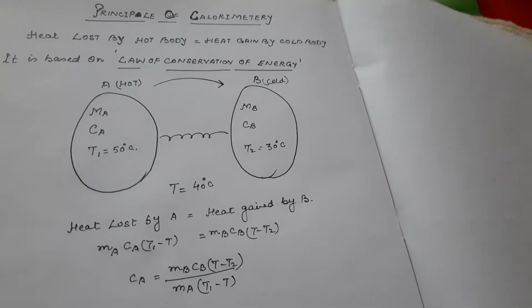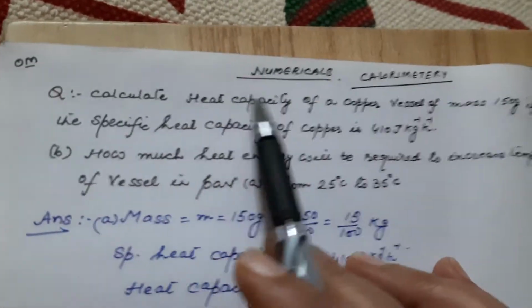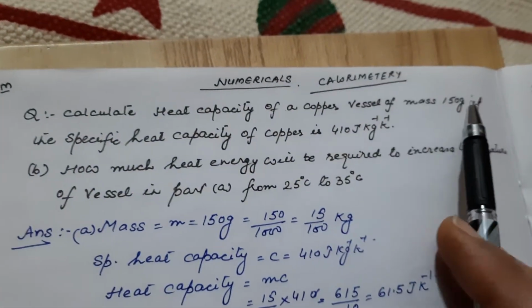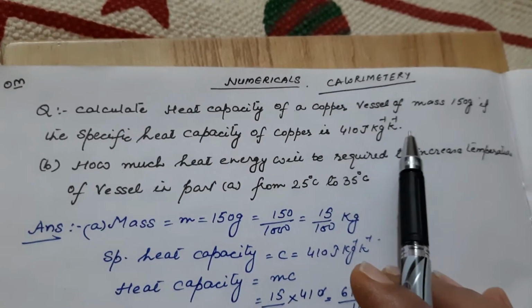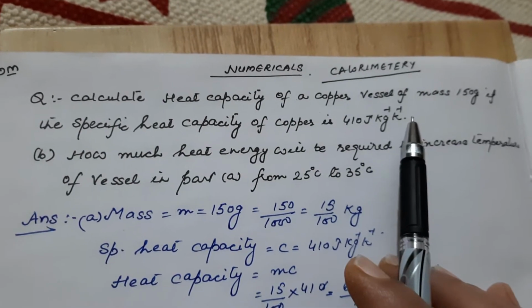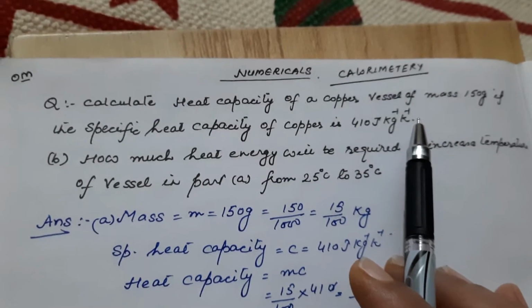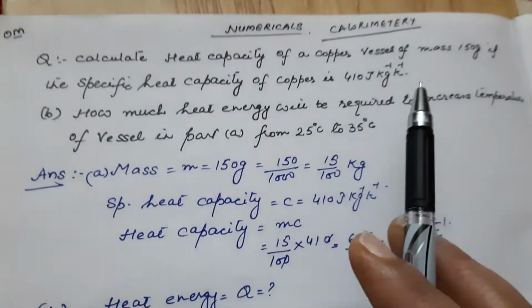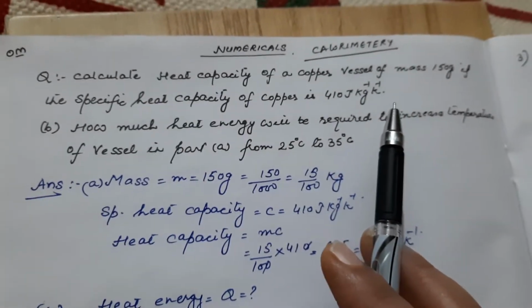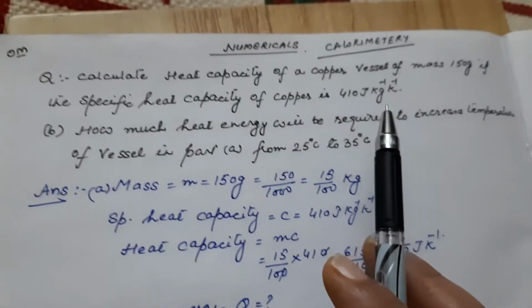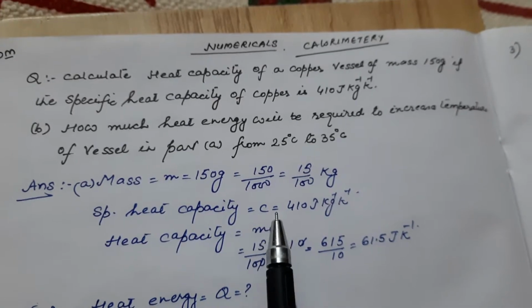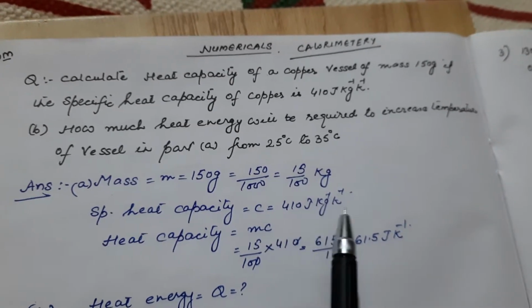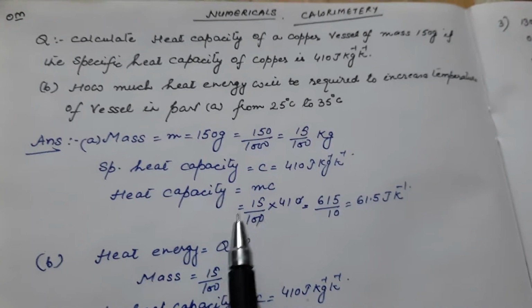Now I will explain on the basis of numericals. See here. First numerical: calculate the heat capacity of a copper vessel of mass 150 gram if the specific heat capacity of copper is 410 joule per kg per Kelvin. Earlier we have done what heat capacity is, the formula for heat capacity, the formula for specific heat capacity, and the relationship between heat capacity and specific heat capacity. On the basis of this we will solve this numerical. Here the mass is given and specific heat capacity C is equal to 410 joule per kg per Kelvin. We require the heat capacity using the formula MC.